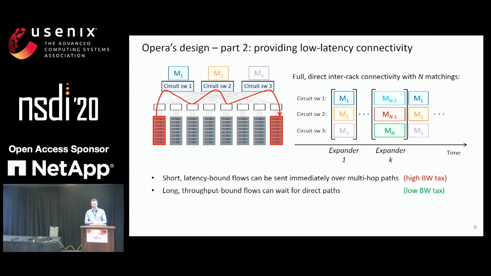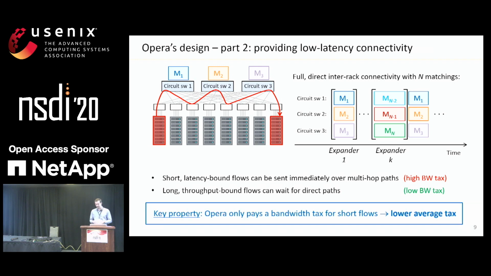Conversely, the long throughput bound flows that can afford to pay a short latency penalty can wait for these direct paths to come up in the network, and they can be sent then for a lower bandwidth tax. So a key property of Opera then is that unlike a static expander network, which pays a bandwidth tax for all traffic, Opera is only paying a bandwidth tax for the fraction of traffic that comprises the short flows. And so if we're running a workload that has both short and long flows, this can lead to a lower average bandwidth tax, or stated differently, higher throughput in Opera.